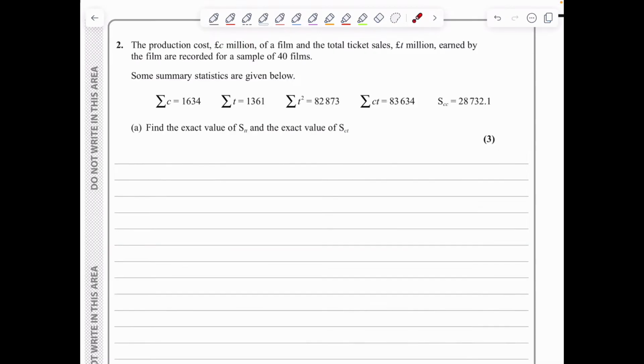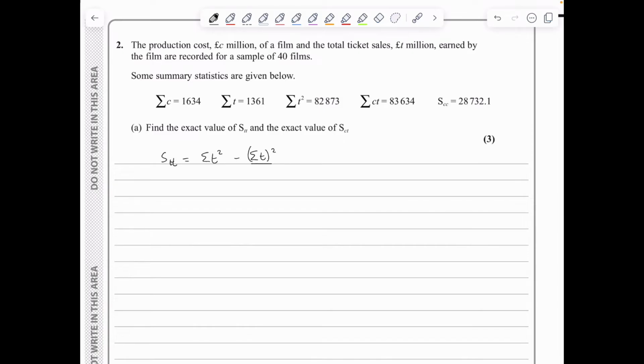In question 2, the production cost is C million pounds of a film. The total ticket sales T million pounds earned by the film are recorded for a sample of 40 films. We've got the summary statistics here, and we need to find the exact value of STT and SCT. Well, remember that STT is simply the sigma t squared minus the sigma t all squared divided by n.